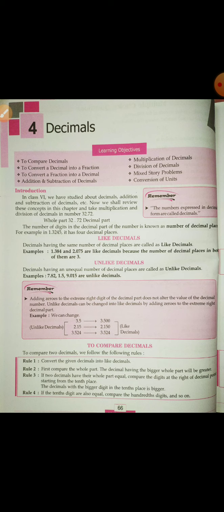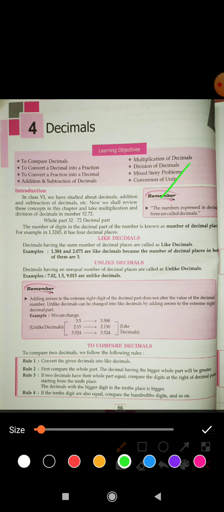So let's start chapter number 4. Okay, so this is the decimal. What is a decimal, student? This is the definition of the decimal. Numbers expressed in decimal form are called decimals. Like this number: whole part 32, point, decimal part 72, that is 32.72. So the whole part is 32 and 72 is the decimal part.